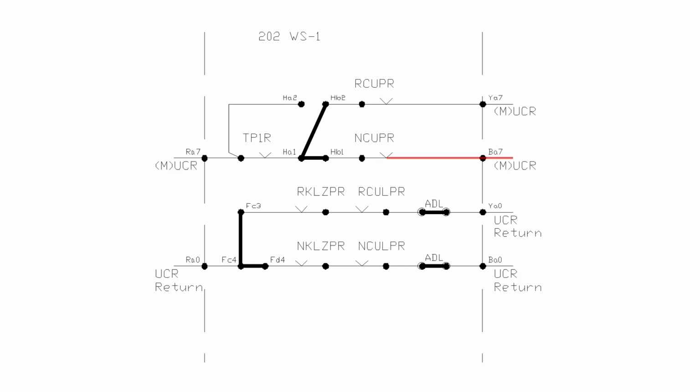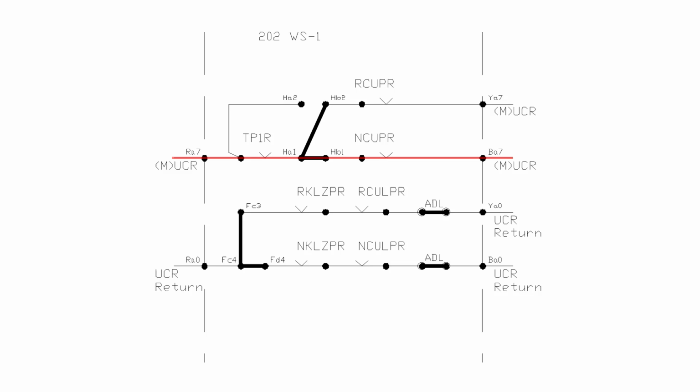Within WS1, it confirms that the normal points calling relay has been energized, NCUPR. It then proves the track over the points is clear with TP1R before feeding on to the next set in the sequence. The use of the calling relays, RCUPR and NCUPR, prevents false feeds running around the network.